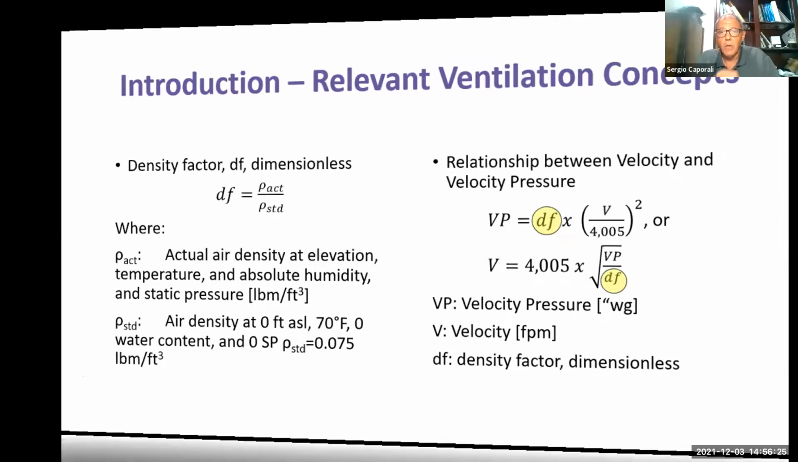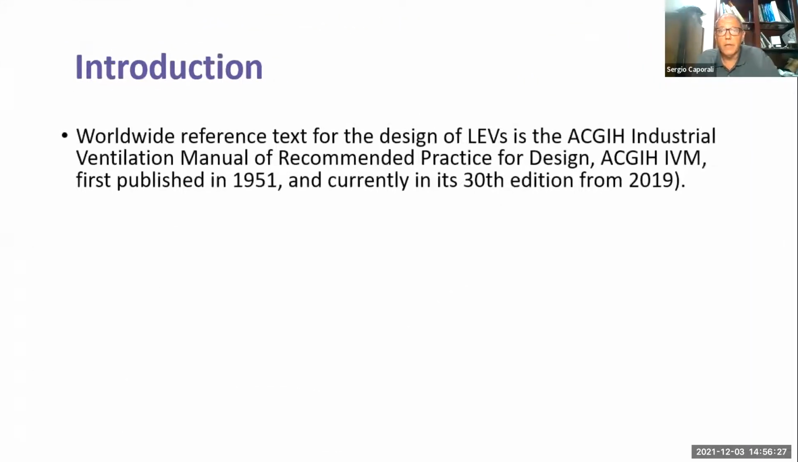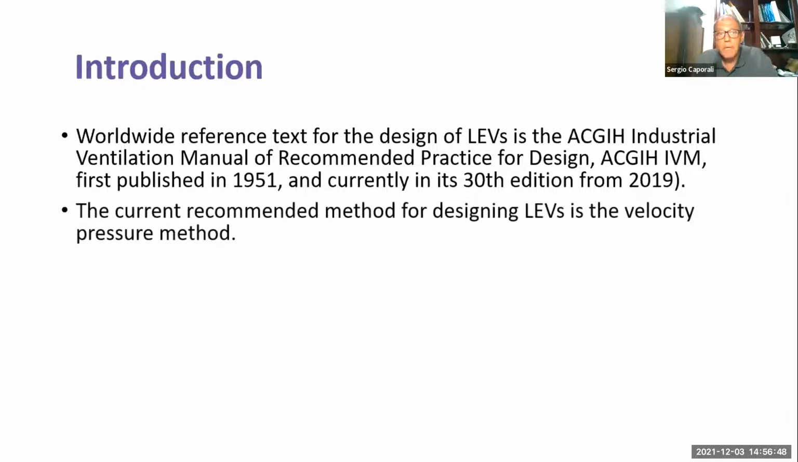Well, the worldwide reference for the design and diagnostic of industrial ventilation systems is the American Conference of Governmental Industrial Hygienists Industrial Ventilation Manual of Recommended Practice for Design. We are at the 30th edition, last published in 2019. The current recommended method for designing these systems is called the velocity pressure method.